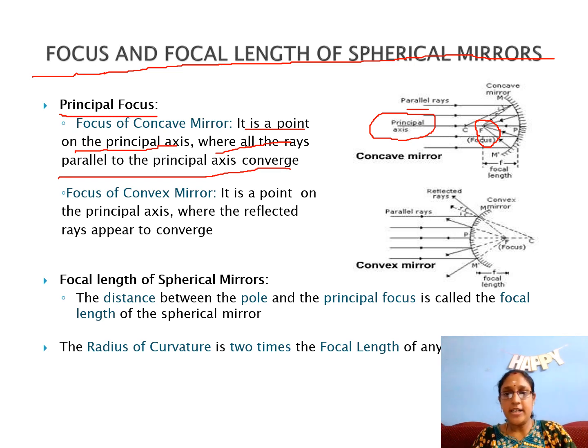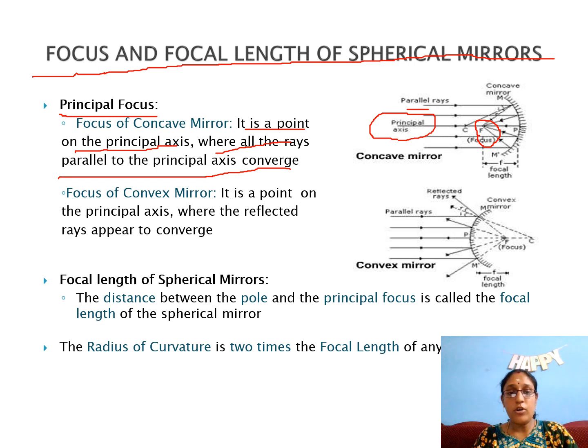So it is a point on the principal axis where all the rays parallel to the principal axis converge. That is called the focus of a concave mirror. That is where all the rays come and concentrate in one single point. That is called the focus of a concave mirror.